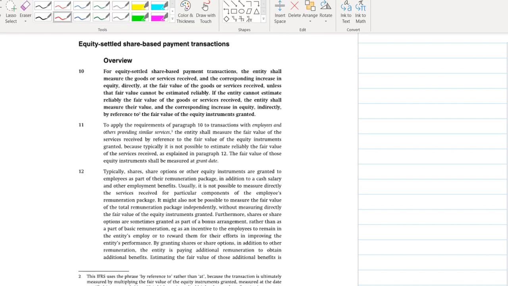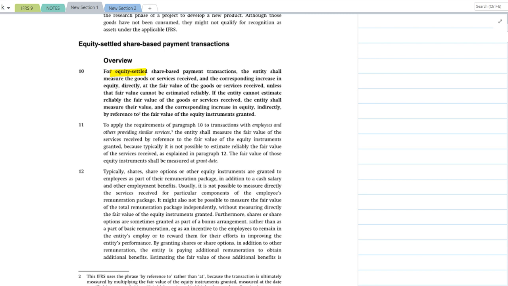Okay, so paragraph 10 says, for equity settled share-based payment transactions, the entity shall measure the goods or services received, and the corresponding increase in equity, directly at the fair value of the goods or services received, right? So that's what we're going to do. And now, the entity will measure this at the fair value of the goods or services received. And they have already told us. Now, let's go to paragraph 15.